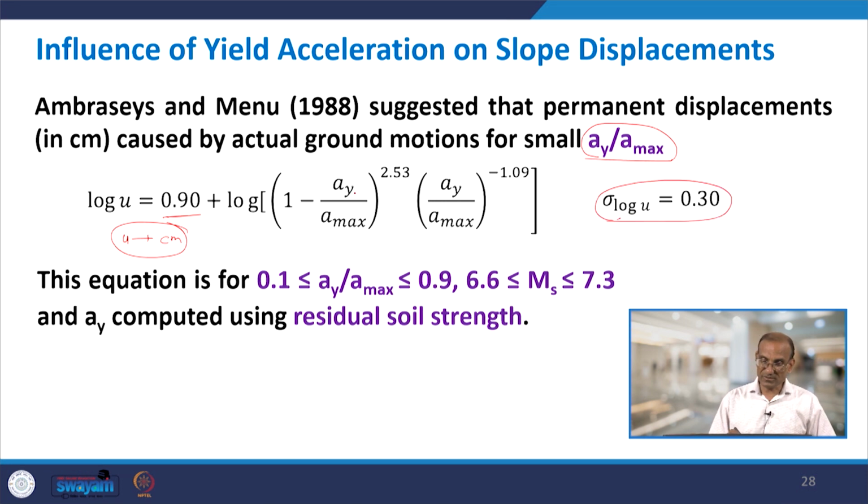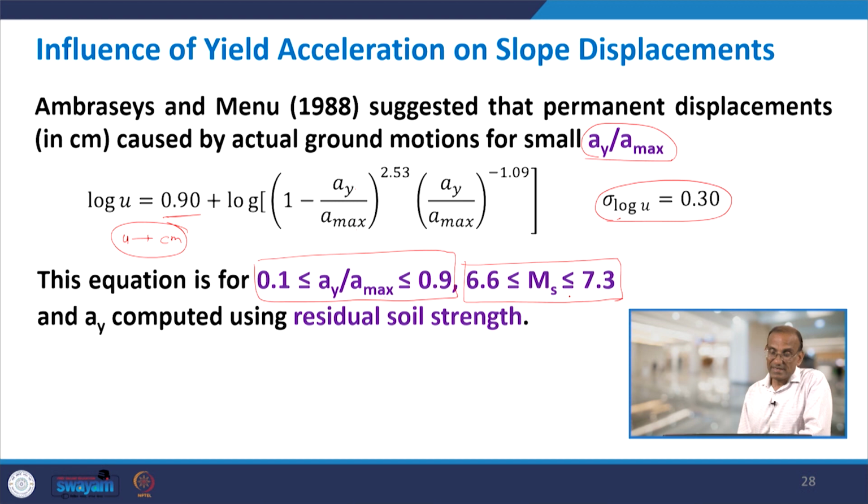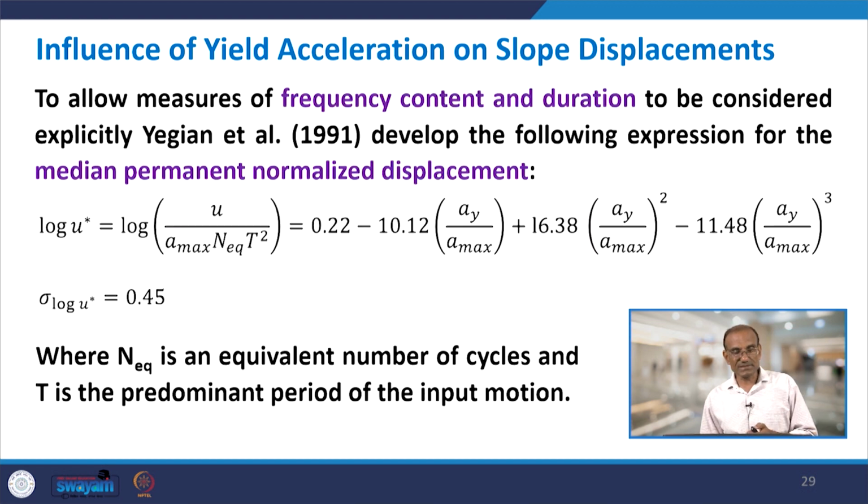So, in this equation you have AY by Amax raised to a power, and the 0.9. This equation is applicable, as we said, in the range where AY by Amax should lie between 0.1 to 0.9. Then this equation is applicable for surface magnitude of earthquake between 6.6 to 7.3, and AY is computed using residual solid strength. This was by Ambraseys and Menu.